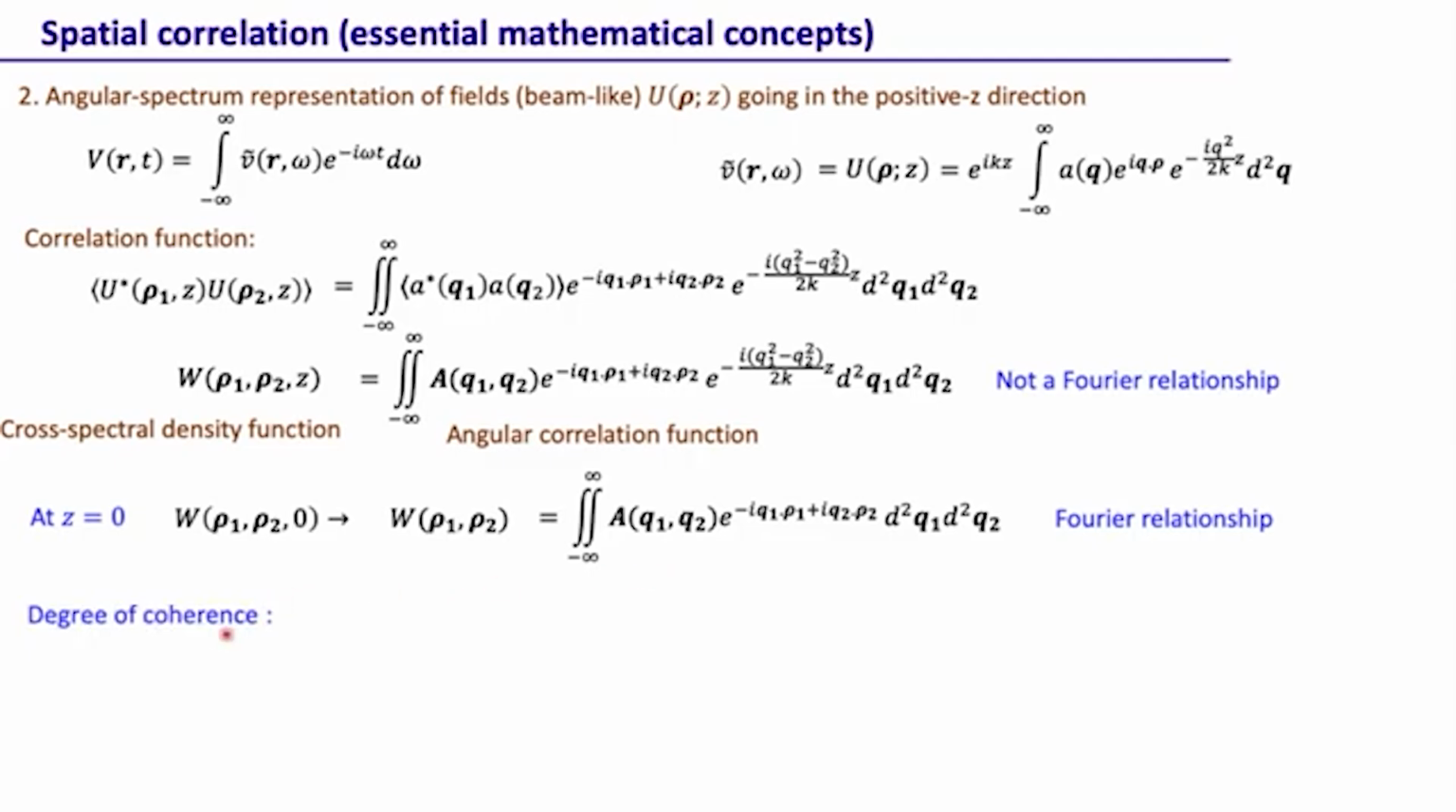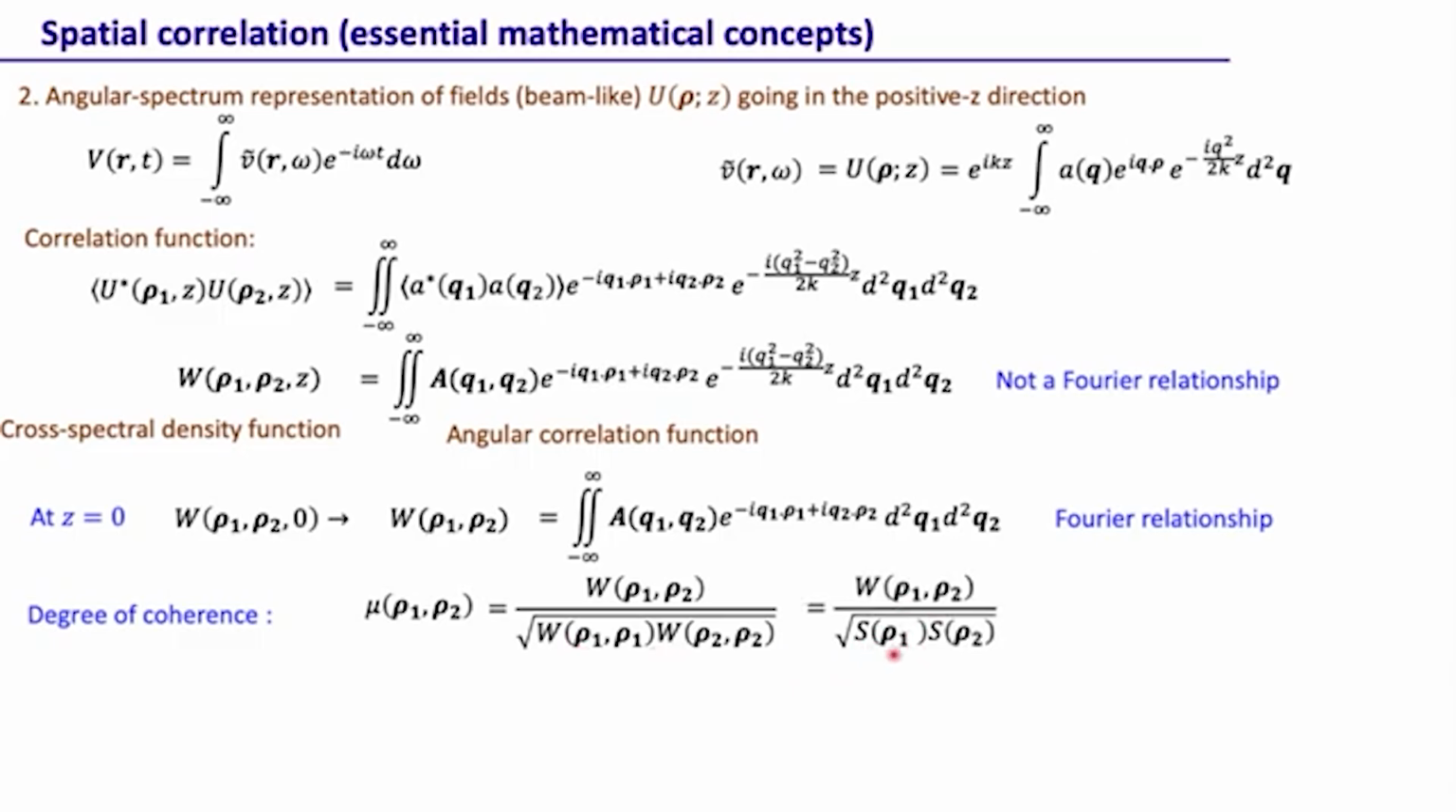Okay, here we can also define a degree of coherence in exactly the same manner for this W. The degree of coherence function we call mu(rho1, rho2), and we define it as W(rho1, rho2) divided by W(rho1, rho1) times W(rho2, rho2), which is basically the spectral density at rho1 and the spectral density at rho2. We can also call it intensity, and the degree of coherence will range between 0 and 1.